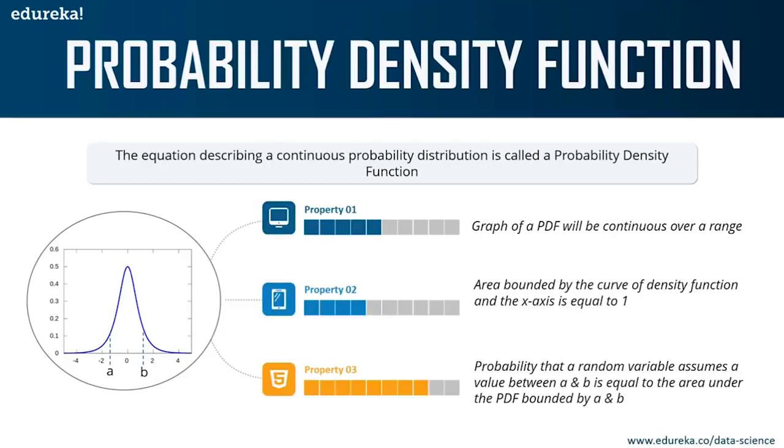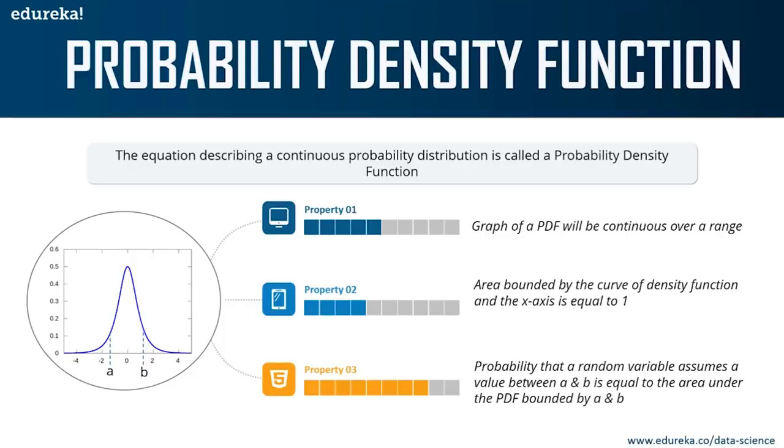There are three important properties that you need to know about a probability density function. The graph of a PDF will be continuous over a range, because you're finding the probability that a continuous variable lies between the ranges A and B. The second property is that the area bounded by the curve of a density function and the x-axis is equal to 1. Basically, the area below the curve is equal to 1, because it denotes probability. Again, the probability cannot be more than 1. It has to be between 0 and 1.